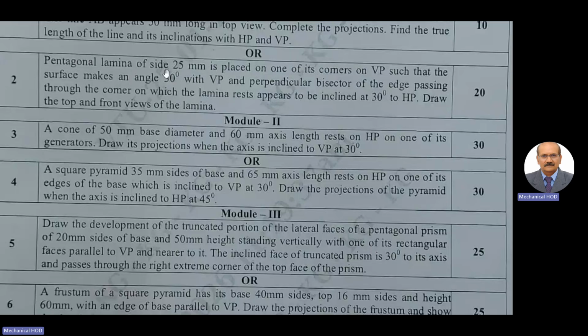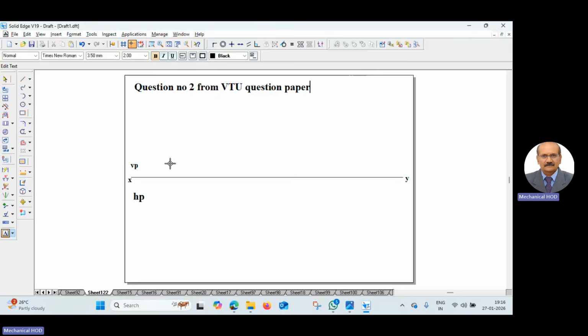A pentagonal lamina of side 25 mm is placed on one of its corners on VP. This is important here: one of its corners on VP. VP means above the XY line, not below the XY line. Usually resting on the HP means below the XY line. Resting on the VP means above the XY line. Till now we have solved the lamina resting on HP, so all the top view was below the XY line. Now we'll start from the front view.